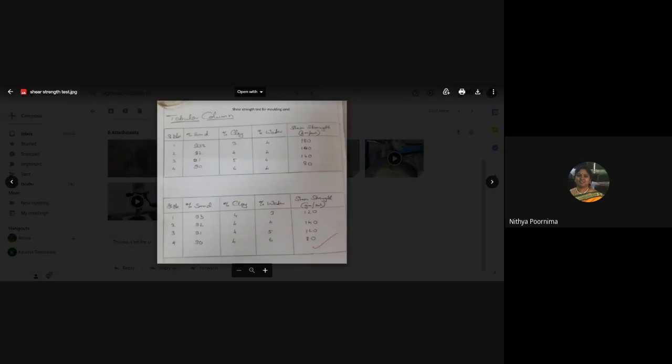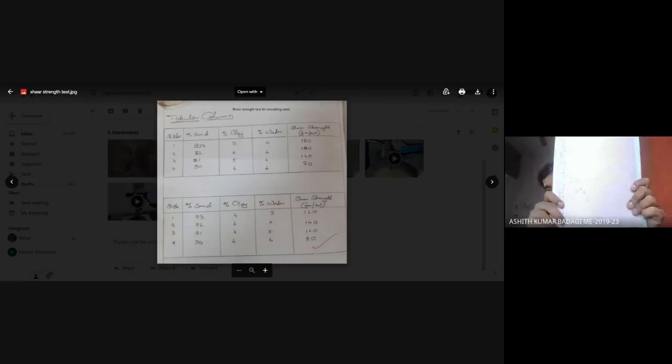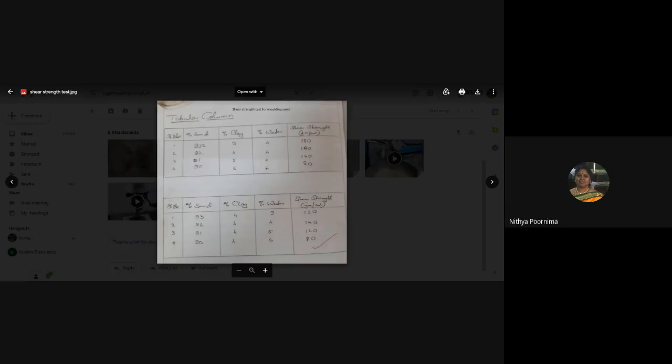Abhishek, have you switched on your camera? Yes, very good. Good job.